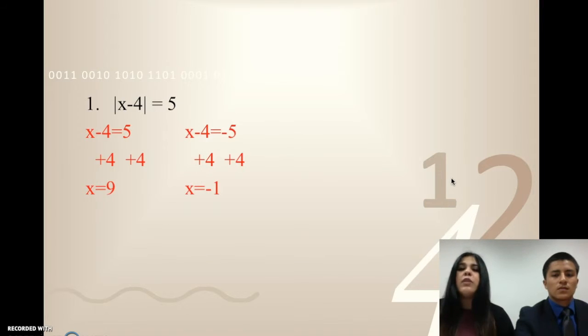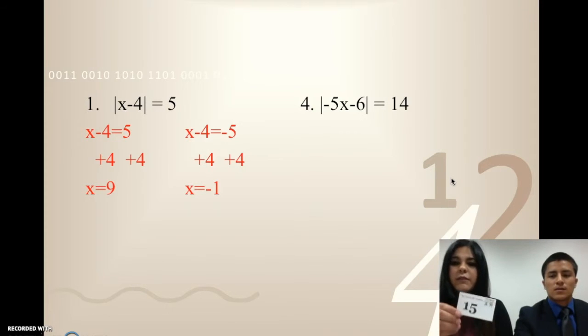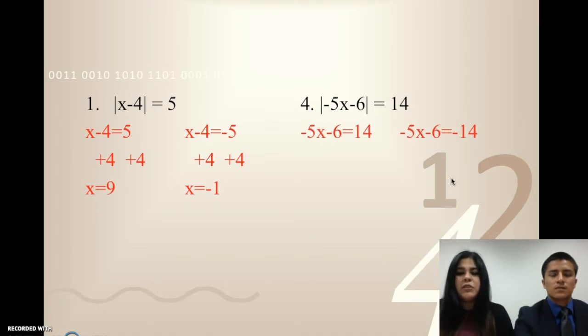Okay, so let's go over number 4 now. Number 15, what did you get? Okay, so let's work on it. Same thing, we're going to split it into two. One with positive 14 on the right side and one as negative 14 on the left side.